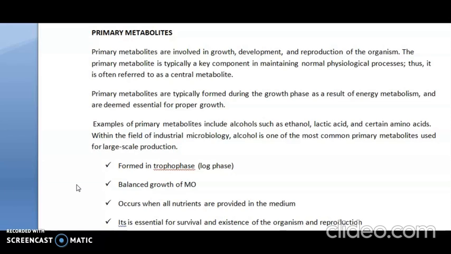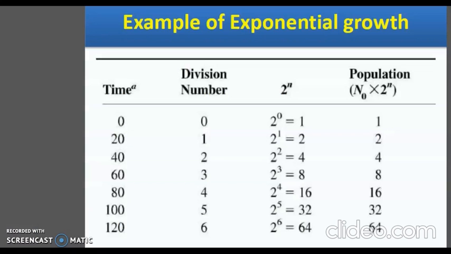Examples of primary metabolites include alcohols such as ethanol, lactic acid, and certain amino acids. They are formed when all the nutrients are provided in the medium, and they are essential for survival and existence of the organism and its reproduction. Here you can see the example of exponential growth. You can see the time, the number of divisions, and the total population at the end of the division.